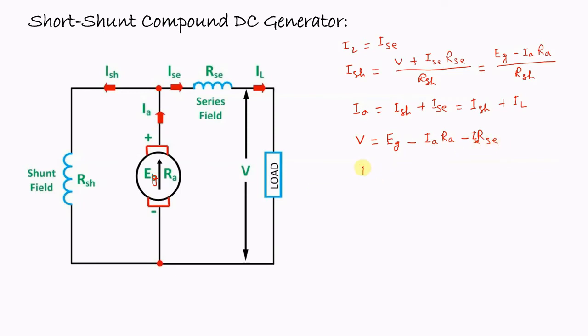The power developed in the generator, in the rotor, that is generated power, is always the product of generated EMF and the armature current, like the previous cases. And similarly, the output power is equal to voltage into load current. So these are the relations for a short shunt compound generator. The basic concept is that one field winding will be connected across the armature winding first, and then the second field winding will be connected in series with the combination.